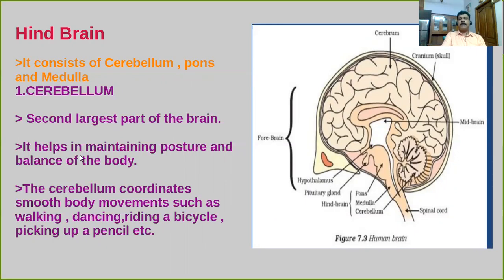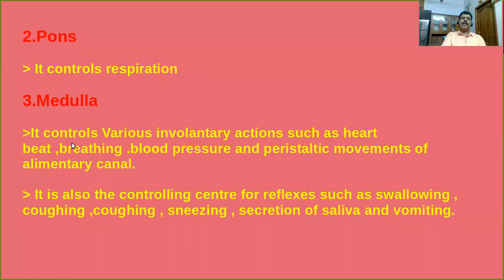It helps in maintaining the posture and balance of the body. The cerebellum coordinates smooth body movements such as walking, dancing, riding a bicycle, picking up a pencil, etc. Such smooth body movements are controlled by the cerebellum. Second one is the pons, it controls the process of respiration.